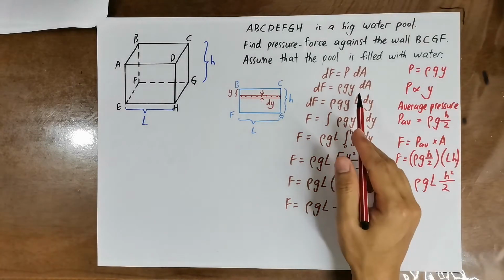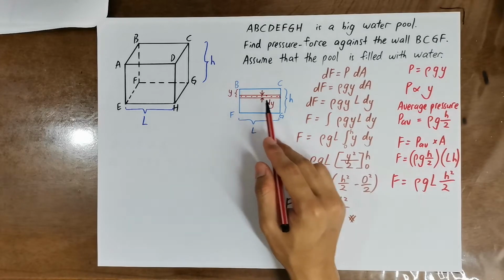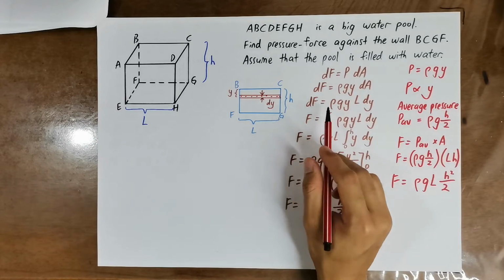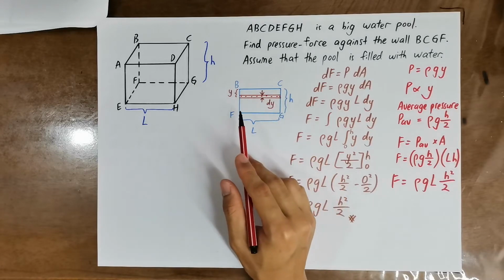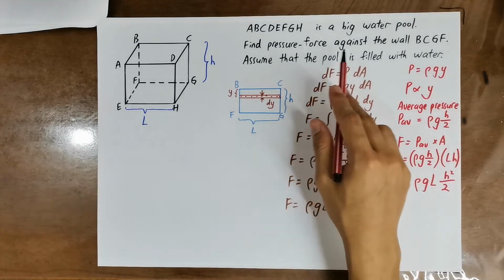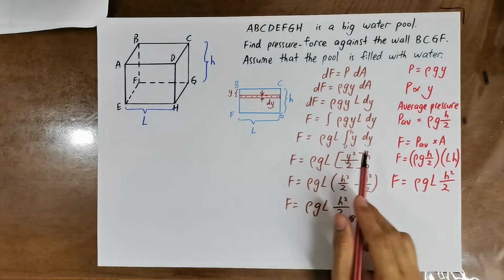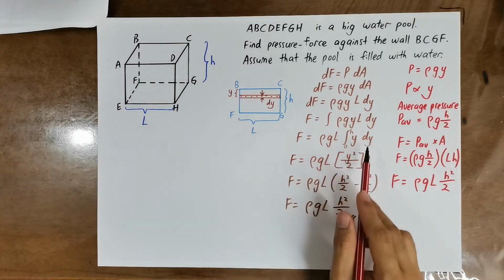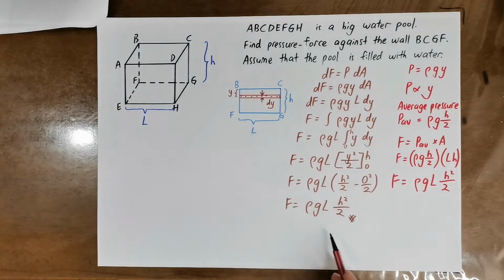And then dA, the small area element, is L times dy. And this is dF, the very tiny amount of force acting in this tiny area only. Now you are going to find the force against the whole wall. So you do your integration. The y is from 0 to h. After you have done your integration, you can arrive at this final formula.